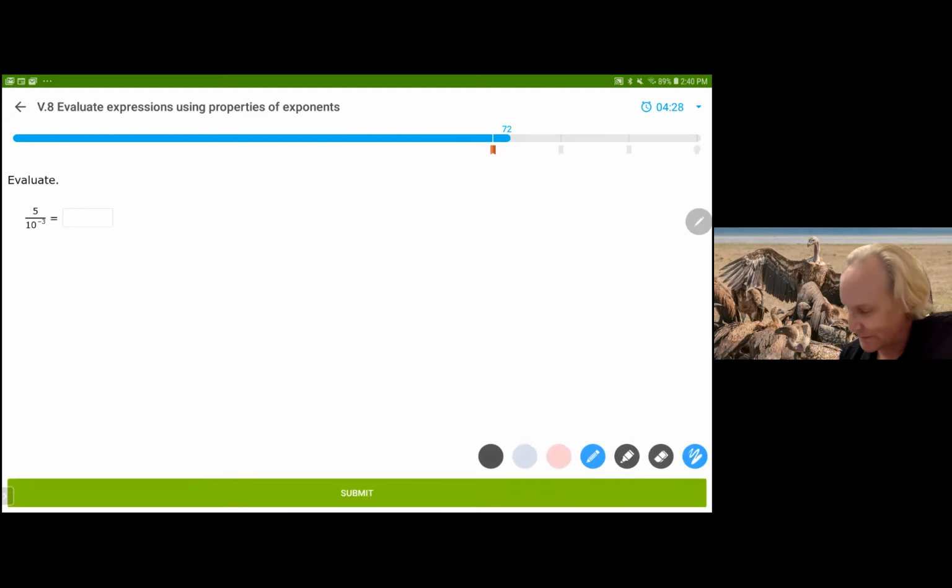Okay, now this is a little more interesting. So this is 5 over 10 to the negative 3. A lot of people are going to mess this up because the negative is in the denominator. It needs to get moved up. So this is really 5 times 10 to the third power.